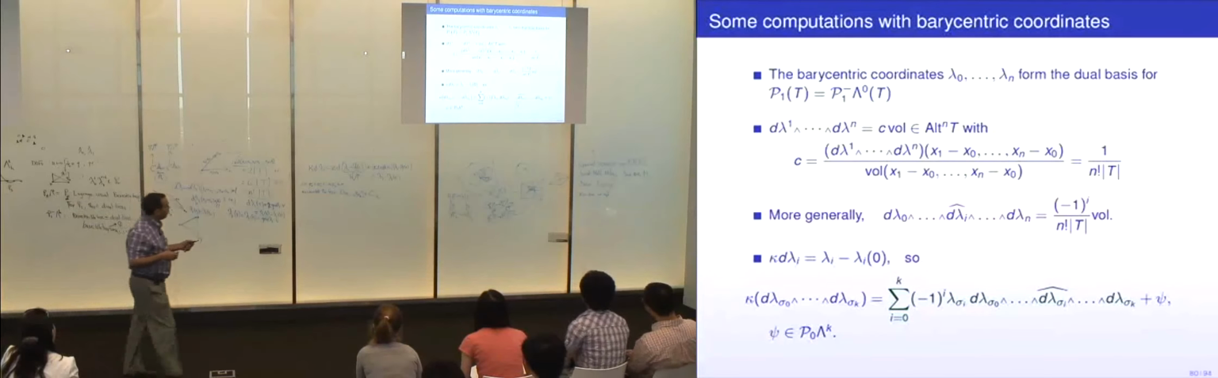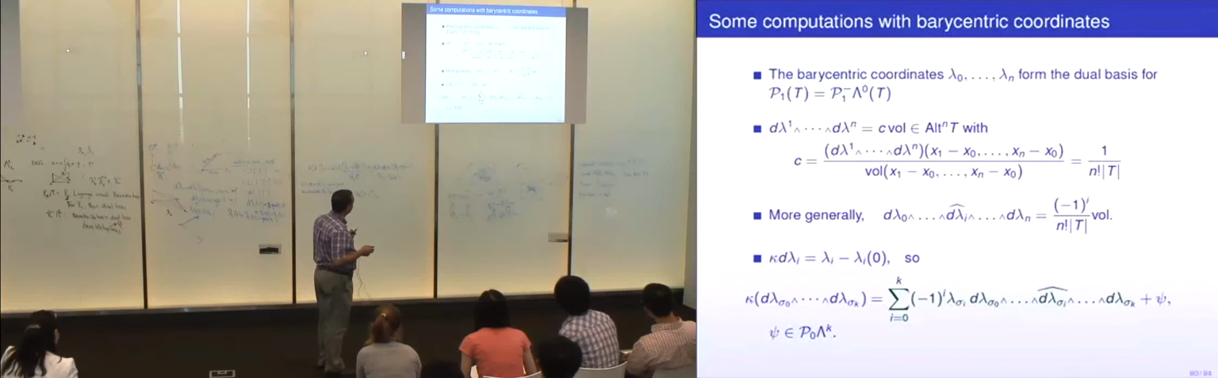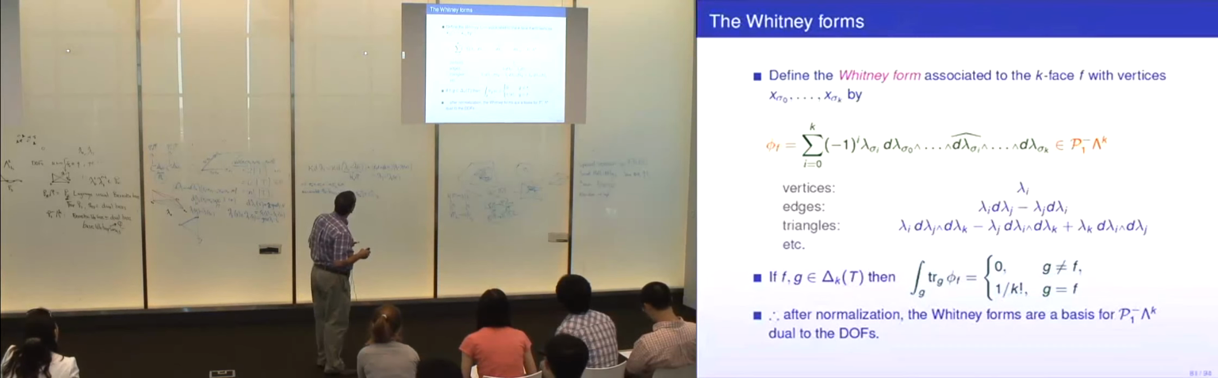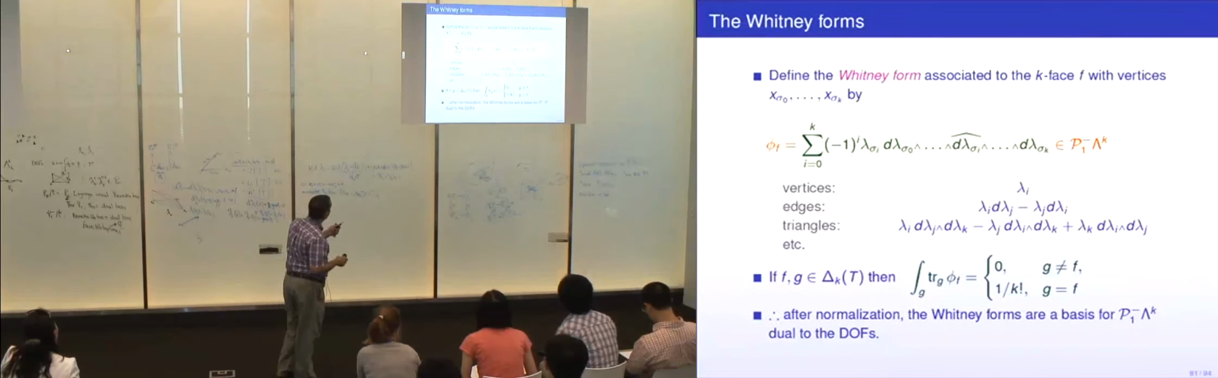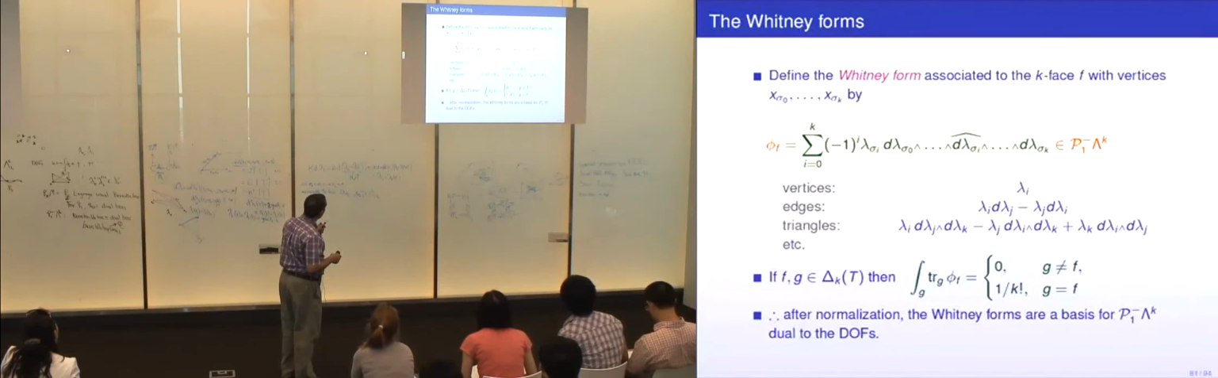Okay, that green thing in there, that's the definition of the Whitney form. So it's on the next slide. We have a face F. Its vertices are x sigma 0, ..., x sigma k. Then we define phi sub f to be that alternating sum.